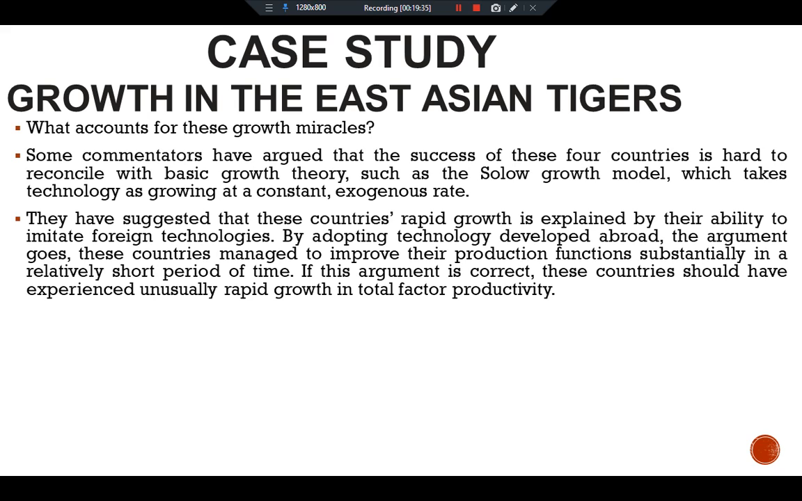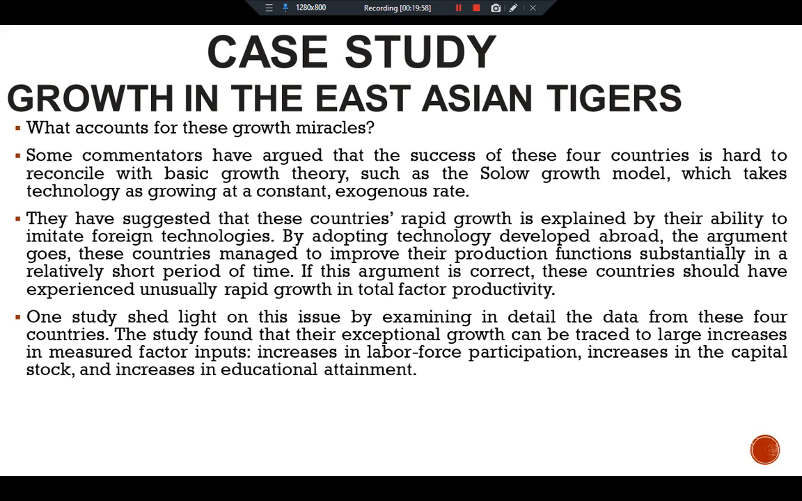The argument goes that these countries managed to improve their production function substantially in a relatively short period of time. If this argument is correct, these countries should have experienced unusually rapid growth in total factor productivity.